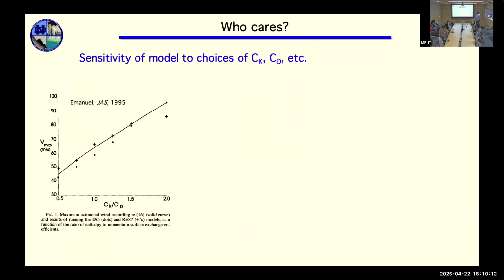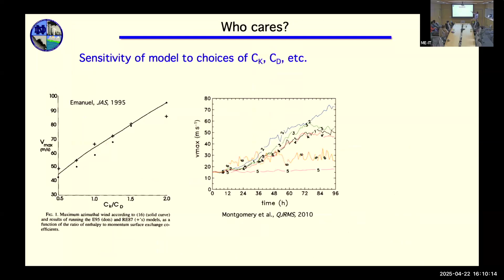And then there's been a whole bunch of studies. Just does it matter? Again, how sensitive is your model to choices of CK/CD? How accurate do you need to be with this? How worried do you need to be if you're not resolving things like waves or spray and this kind of thing?